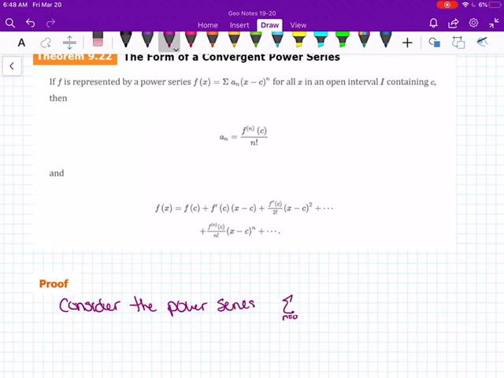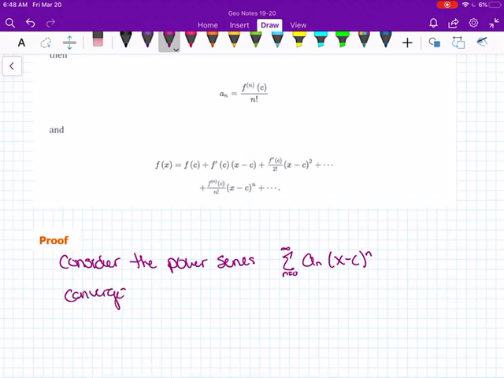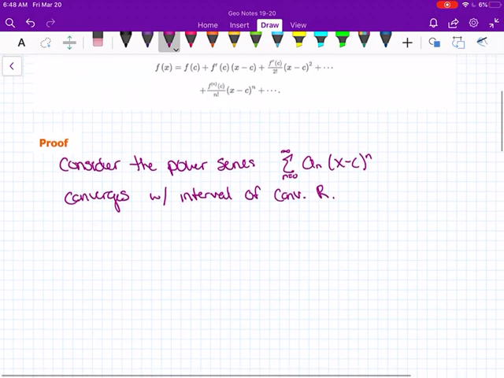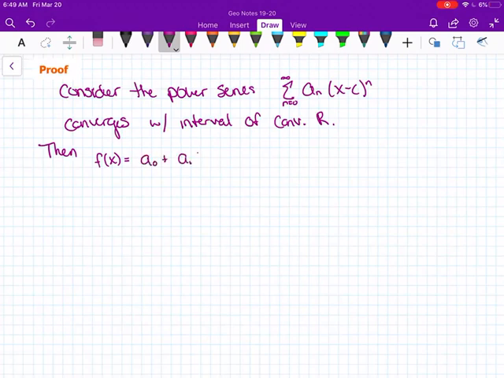that is the sum from n equals 0 to infinity of a sub n times x minus c to the n, which we're going to say converges with an interval of convergence R. All right, so if that's true, then we get that f of x equals a sub 0 plus a sub 1 times x minus c plus a sub 2 times x minus c squared plus a sub 3 times x minus c cubed, and so on and so forth.